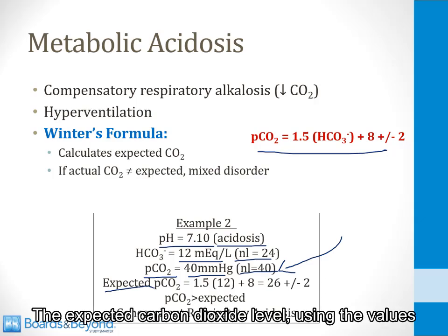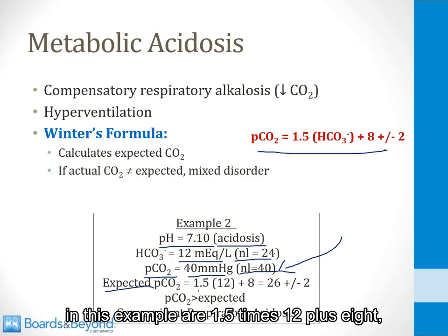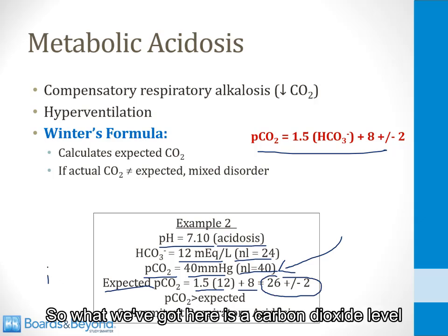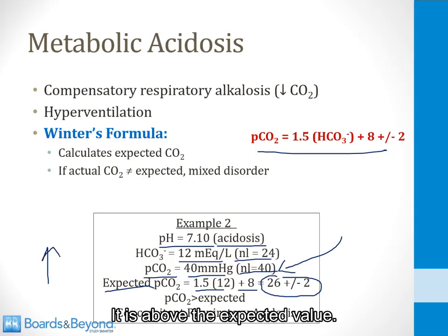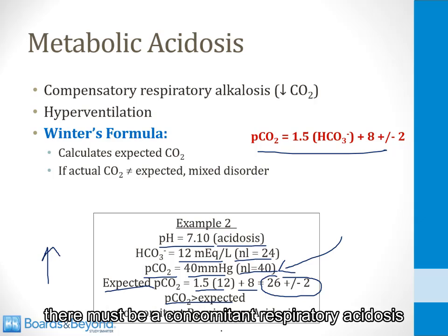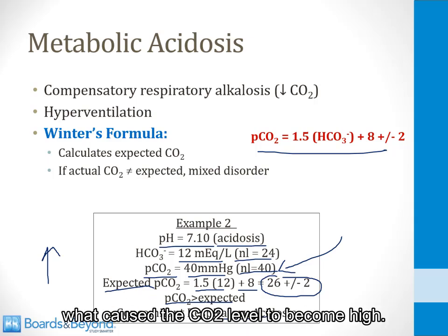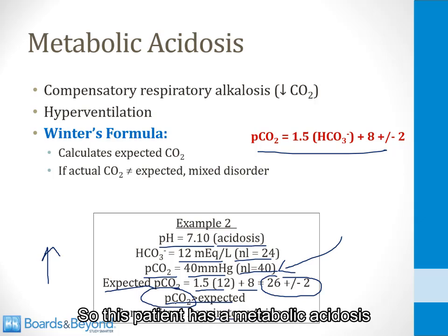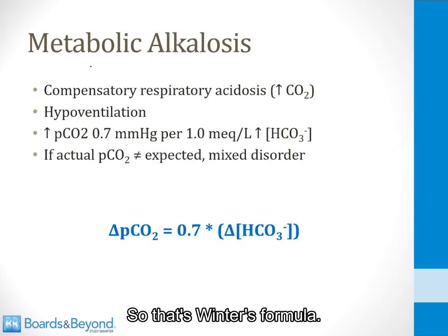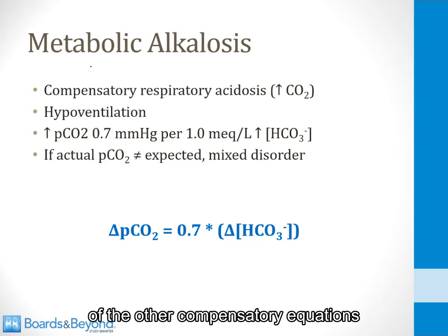The expected carbon dioxide level using the values in this example is 1.5 times 12 plus 8, which is 26 plus or minus 2. So what we've got here is a carbon dioxide level that is too high. It is above the expected value. So if the PCO2 is above the expected value, there must be a concomitant respiratory acidosis, because respiratory acidoses are what cause the CO2 level to become high. So this patient has a metabolic acidosis with a concomitant respiratory acidosis. So that's Winter's formula. Now I will go through some of the other compensatory equations.